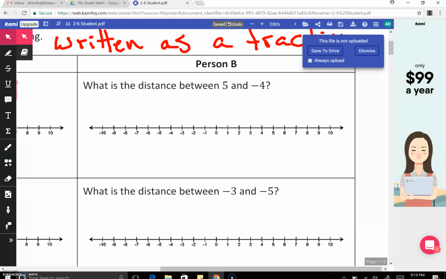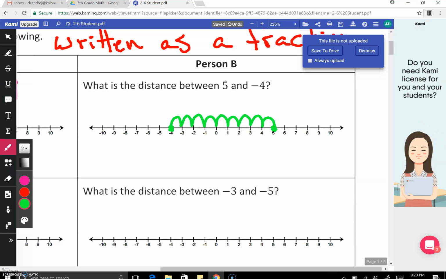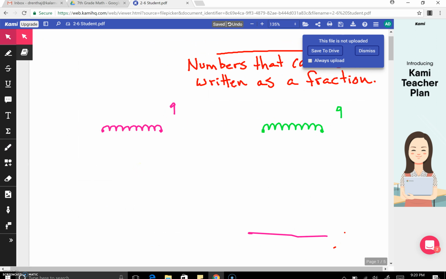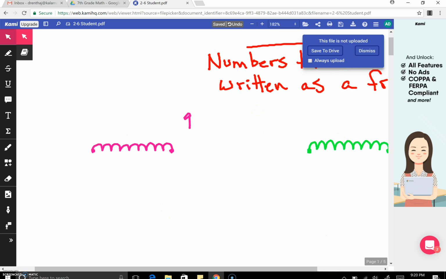So you're going to do the same thing. You guys are all person B. So look to the right, and it says, what is the distance between 5 and -4? Go ahead and do that. When you finish, your work should look something like this, and you should have counted 9 spaces between 5 and -4. So what they're going to have us do is find a pattern here. What do you notice that is similar between the one that you did and the one that I did? And what do you notice that is different?